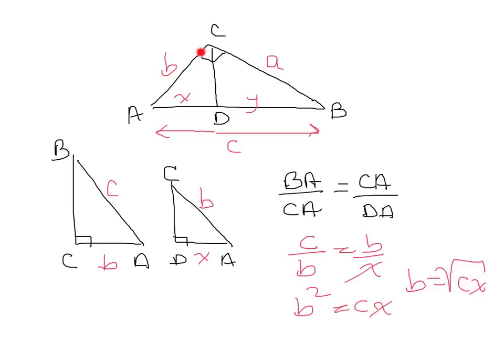So this leg here of the original right triangle is the geometric mean between the hypotenuse and this segment that is adjacent to it. And you can go through the exact same concept here using this medium-sized triangle and the original triangle to prove that A is the geometric mean between the entire hypotenuse and this segment here that's adjacent to it.